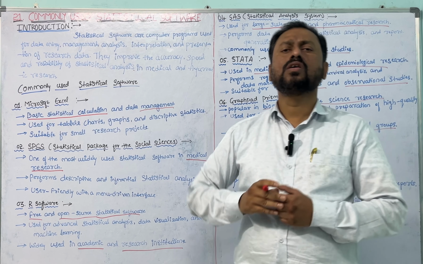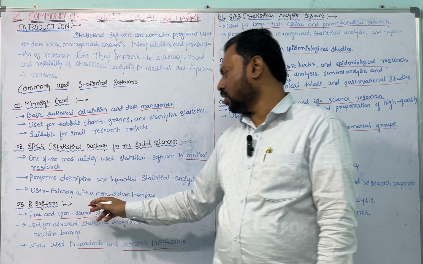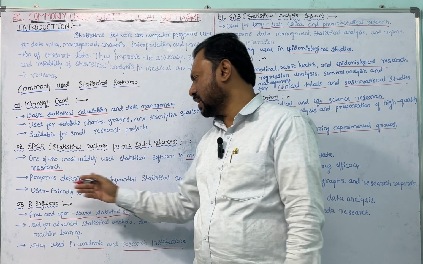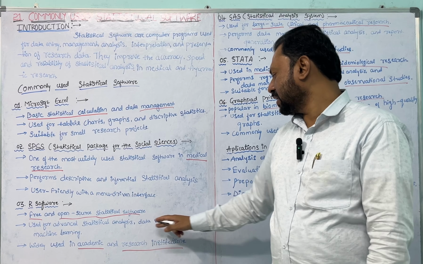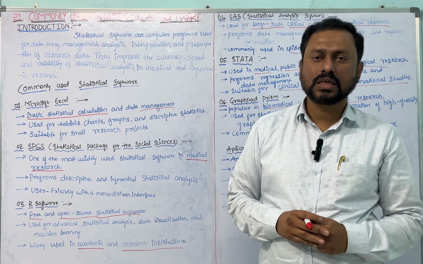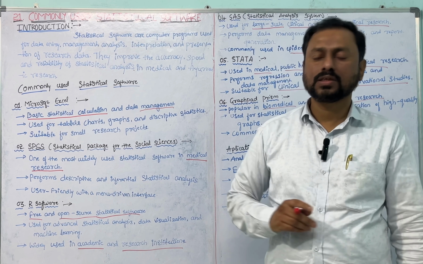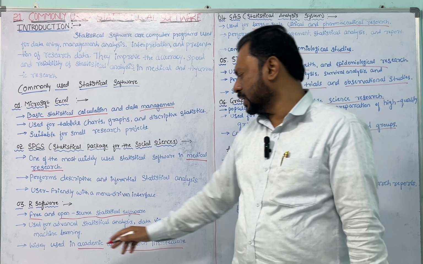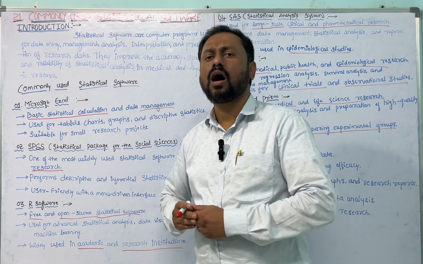The next one is R software. R is a free and open source statistical software. There is no need to pay here. It is used for advanced statistical analysis, data visualization, and machine learning. This software is widely used in academic and research institutes, for MD, MS, as well as PhD purposes. In academic and research institutes, we commonly use R software.